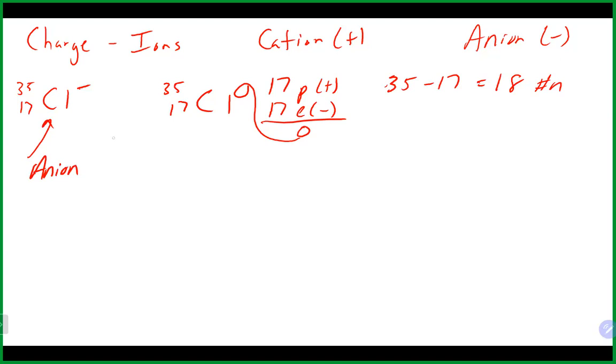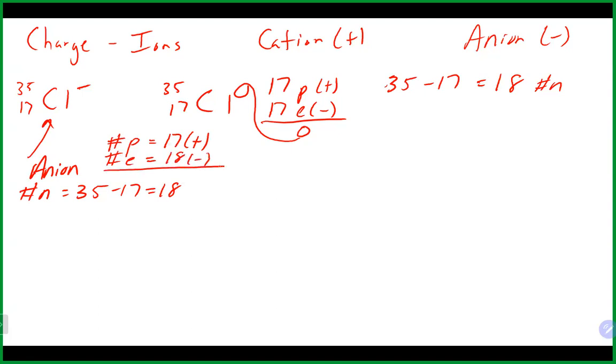This guy will have, in terms of numbers of protons, 17. In terms of its number of neutrons in this example, it will be the same. But now when we talk about electrons, it will have 18 electrons in this case. And that's because 17 positives and 18 negatives will leave you a -1 left over. And that is where the charge comes from here.